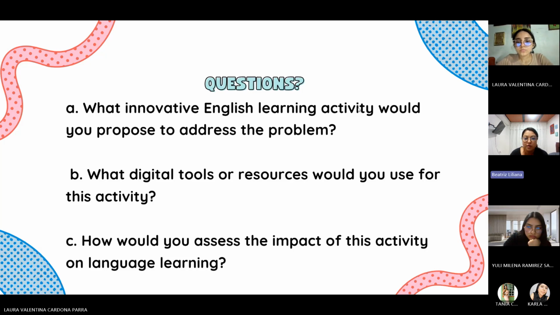Next, I will evaluate by administering a self-reflection survey before and after to measure confidence in using English. Compare the results of the clue solving with the expected language outcomes and gather students' feedback on motivation and engagement. Thank you.